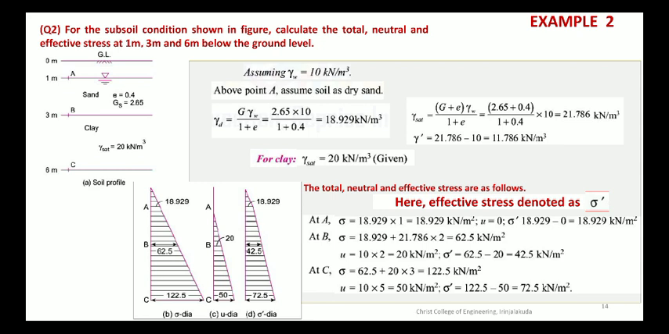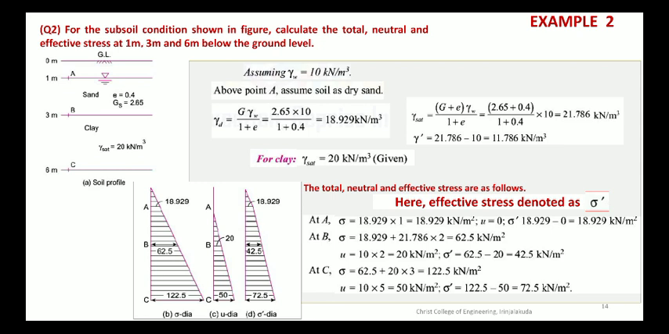Okay, so assuming gamma w, if it is not given, you can take it as roughly 10 kilonewton per meter cube or 9.8, whatever value you take, you have to highlight it. Here we have assumed it as 10, gamma w is the unit weight of water assumed as 10 kilonewton per meter cube. Now they haven't mentioned anything about the soil which is above 1 meter height. We are asked to find out stress at 1 meter. So above the 1 meter, what is the type of soil, whether it is dry soil or wet soil? They have not mentioned, so we are assuming it as dry sand.